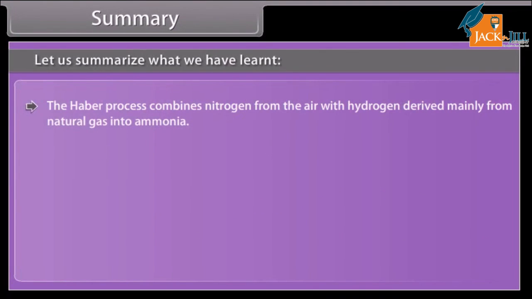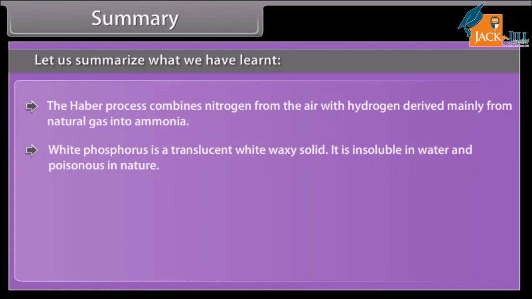The Haber process combines nitrogen from air with hydrogen derived mainly from natural gas into ammonia. White phosphorus is a translucent white waxy solid. It is insoluble in water and poisonous in nature.